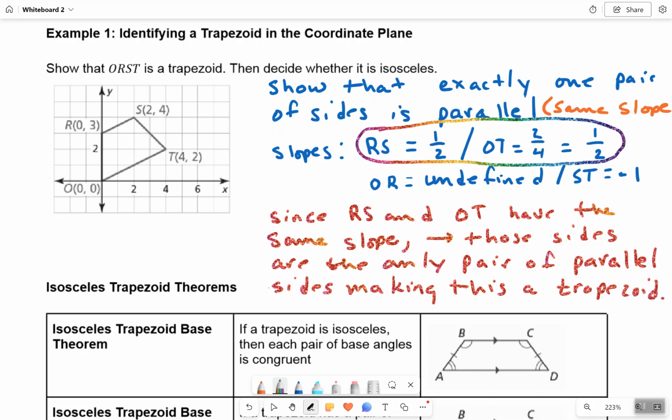Okay. Now, the next thing they said is determine what kind of trapezoid it is. Well, it's pretty easy to count this distance right here from R to O. Count that leg right here. Don't you have a leg right here? What's that leg distance, kids? Okay. Let's do this distance right here.